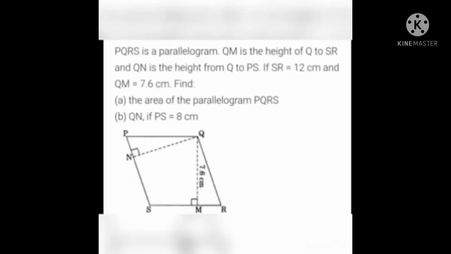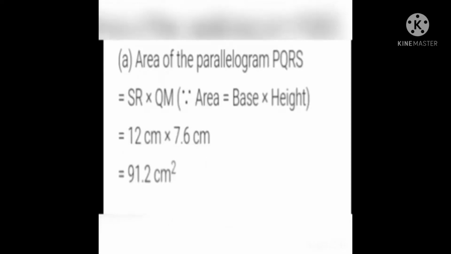Now what is the second question? Find the length of QN if PS is equal to 8 centimeter. This is PS, so this side 8 centimeter is given. We have to find the length QN, that is this altitude. So connect the things you know. We know the area of this parallelogram PQRS, and we know this base, but we don't know this altitude, so we have to find it. Using the formula of the area of the parallelogram, we can find it.